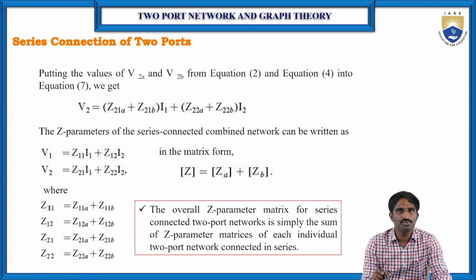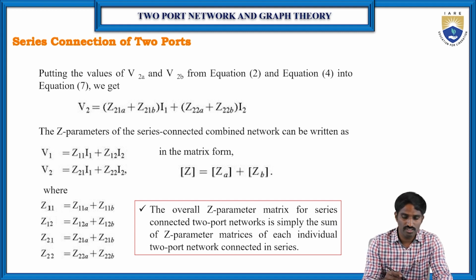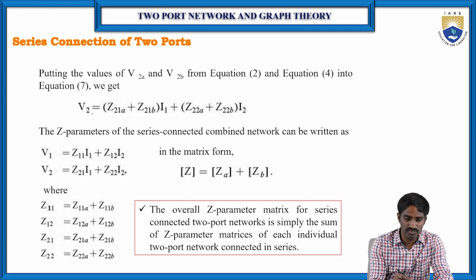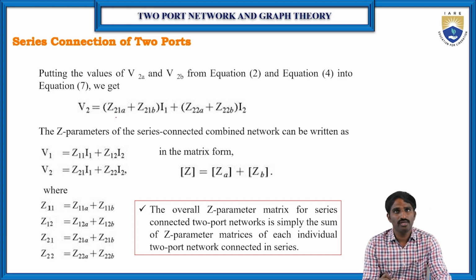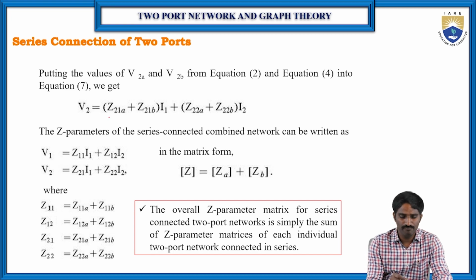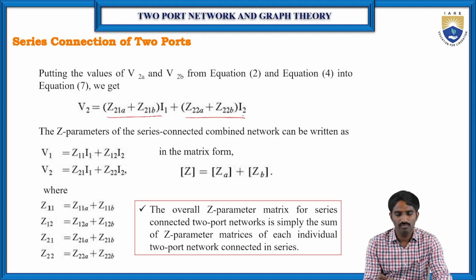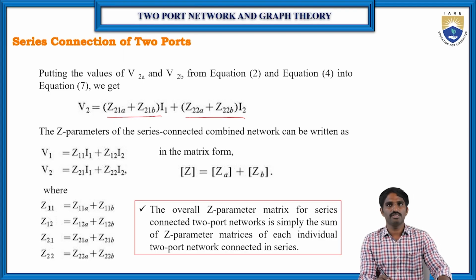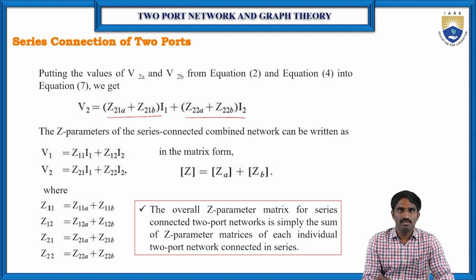Then similarly substitute the V2A and V2B values in equation number 7. Okay, because here again, if you simplify, then you will get finally that V2 is equal to Z21A plus Z21B into I1, and Z22A plus Z22B into I2, right?